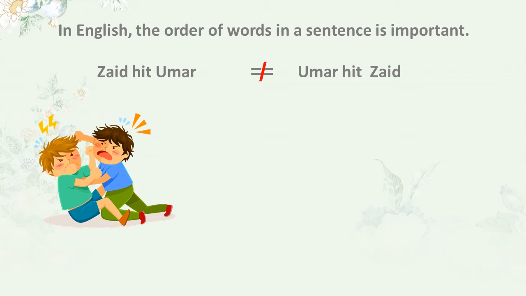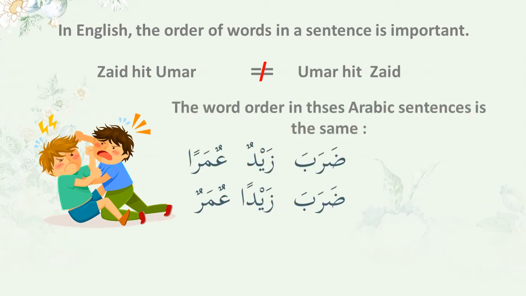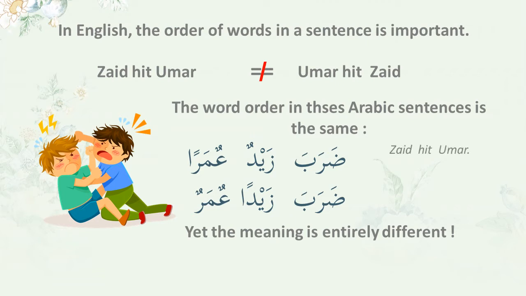Let's take these 2 sentences as an example. The word order is the same. First word, daraba, a fi'il or verb, which means he hit. Second word, Zaid. Third word, Umar. But their meaning is different. First sentence, daraba Zaidun Umaro, Zaid hit Umar. The other sentence, daraba Zaidan Umaru, Umar hit Zaid.